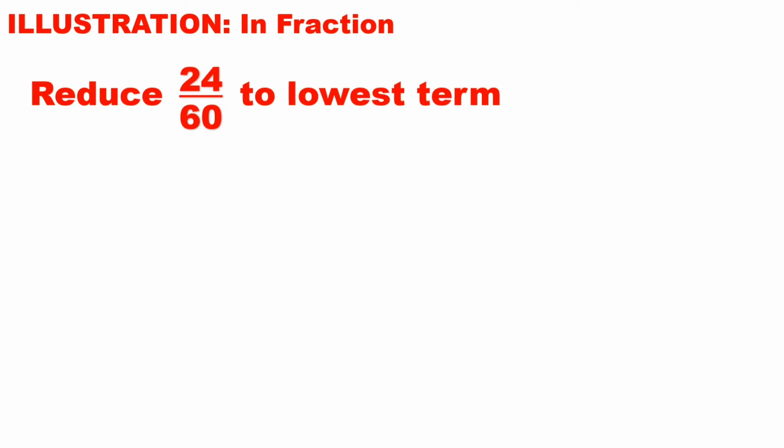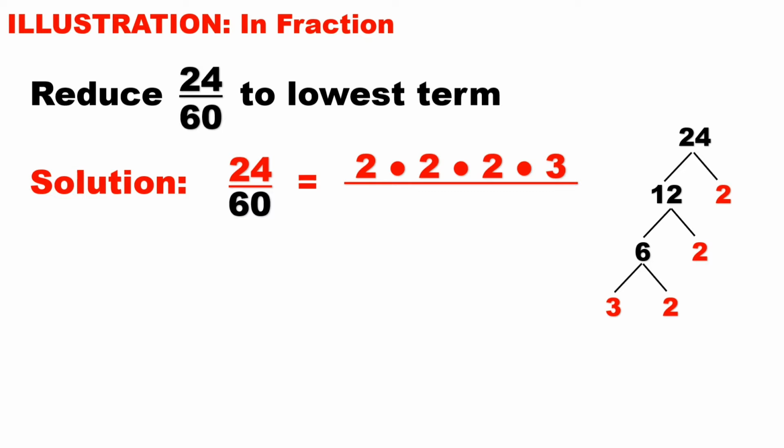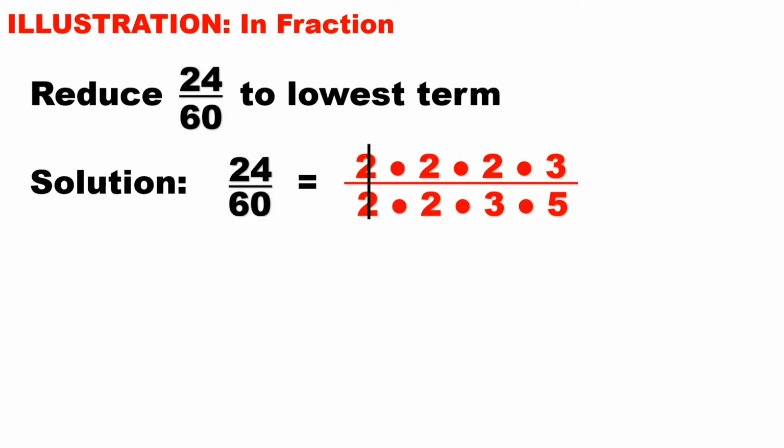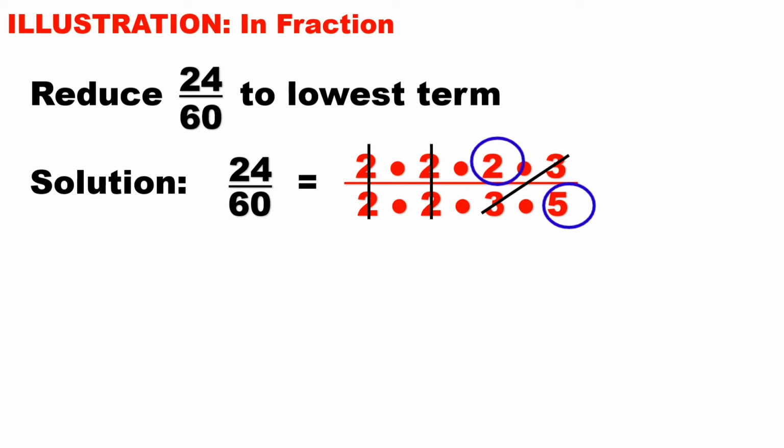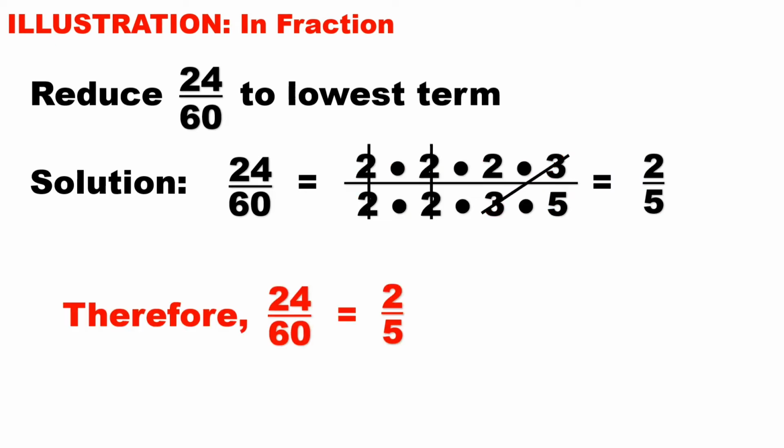Example, reduce 24 over 60 to lowest terms. First, factor the numerator. 24 equals 2 times 2 times 2 times 3. Factor also the denominator. 60 equals 2 times 2 times 3 times 5. Then cancel all the common factors between the numerator and denominator, and the factors not cancelled will comprise the answer. For this example, it is 2 over 5. Therefore, the simplest form of 24 over 60 is 2 over 5.